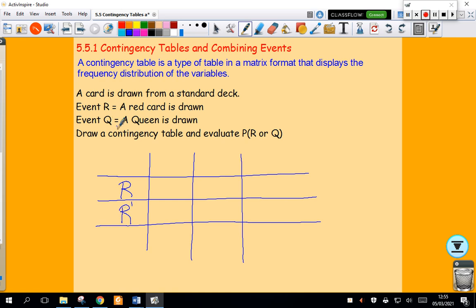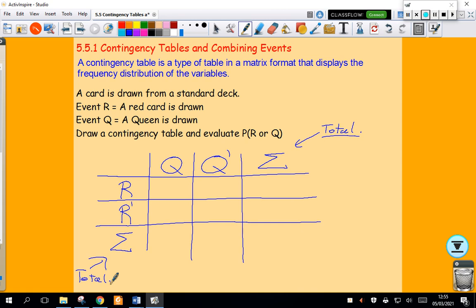Event Q is a queen is drawn. I'm going to put that up there. And right next to it I'm going to put Q complement, which means a queen is not drawn. It's just the opposite. In the final column I'm going to put my capital sigma. In my final row I'm going to put in my capital sigma. Remember, that just means my total.